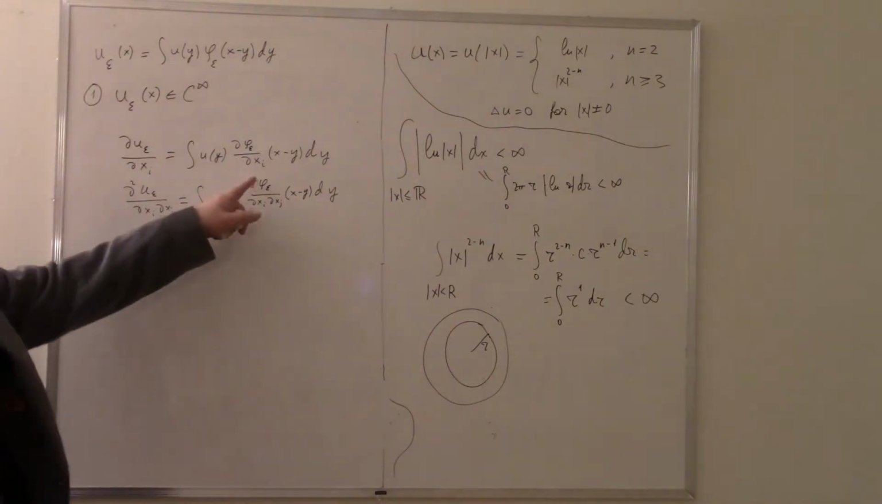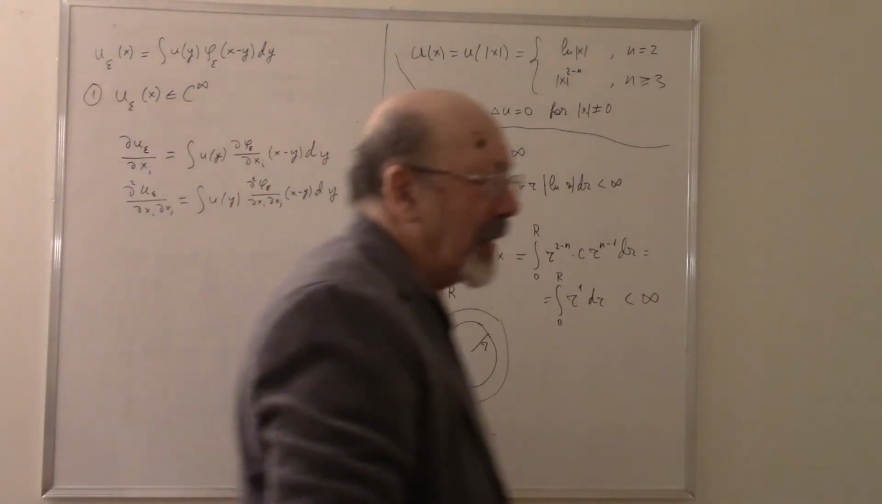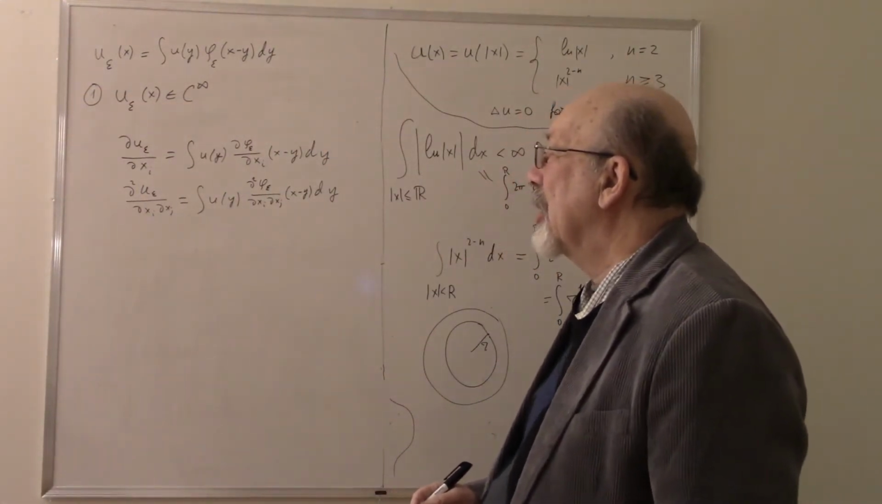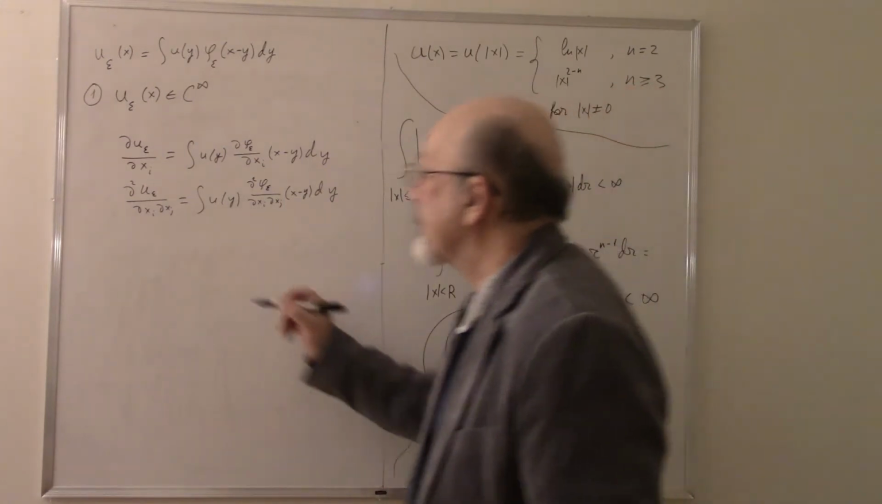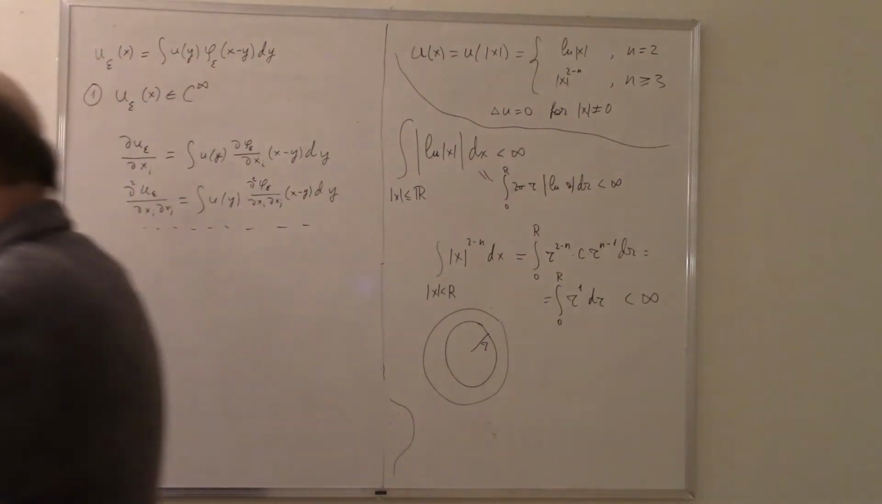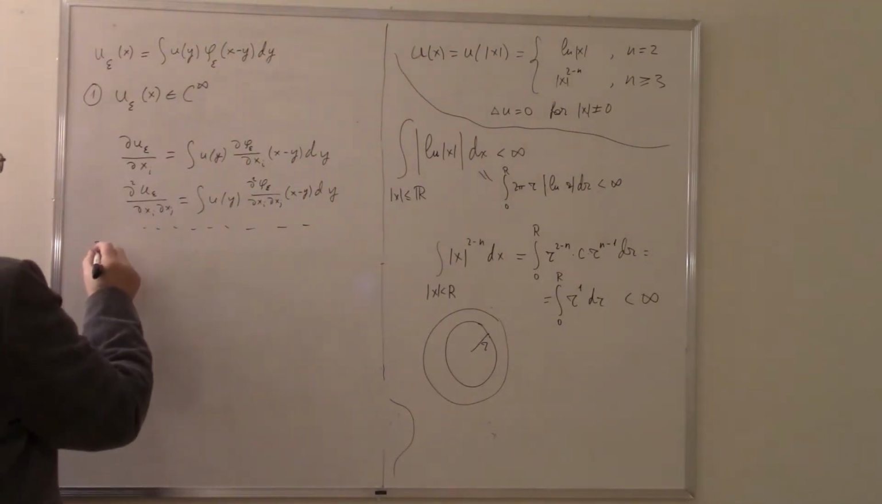And again, this is a smooth function, so this shows that this derivative exists, and so on and so on. So we see that all derivatives exist. So it is a smooth function. First thing.